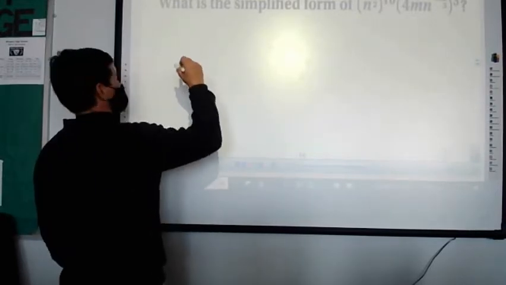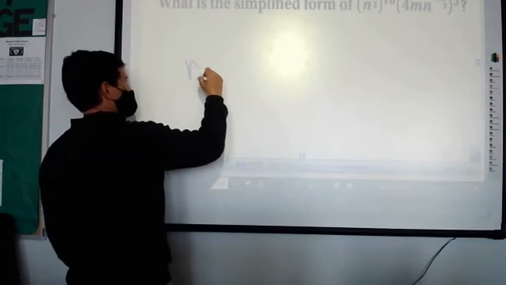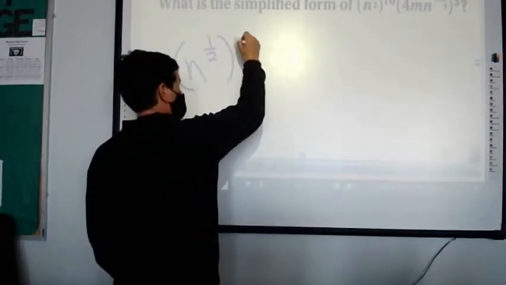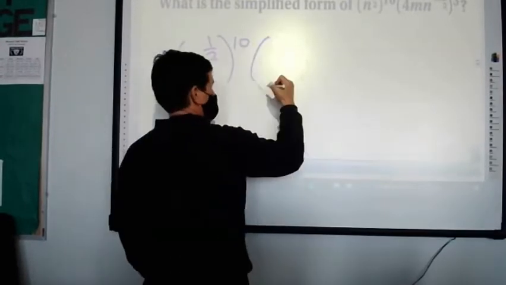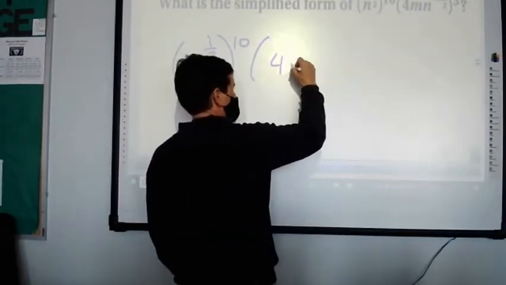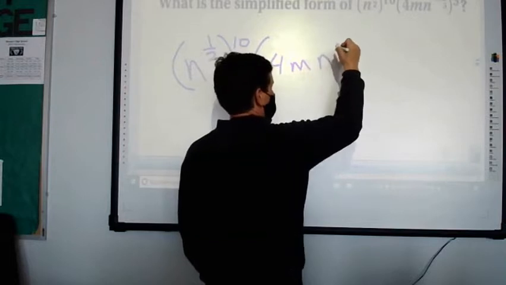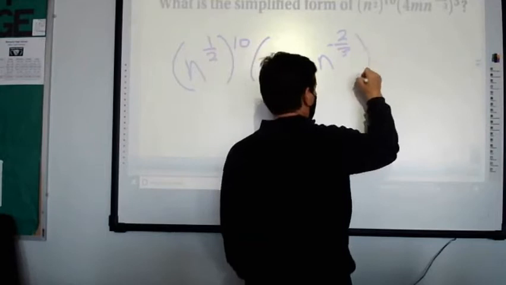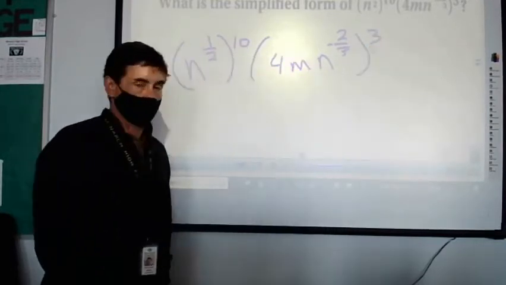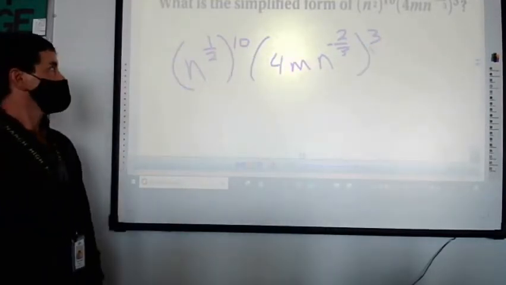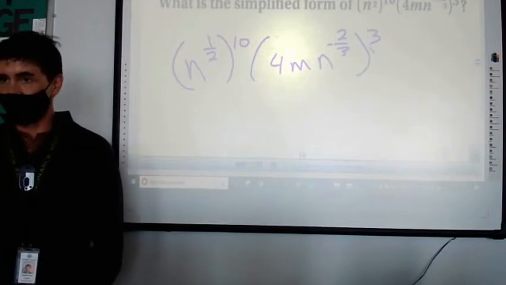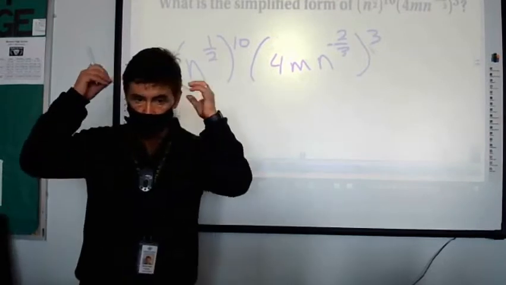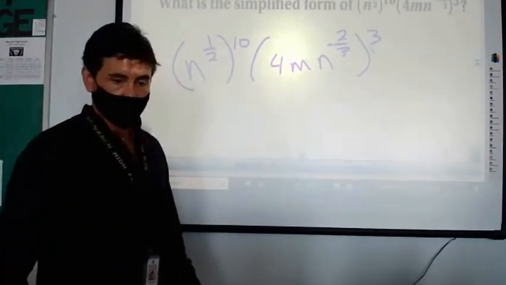So I'm gonna write this one bigger. So we have n to the 1/2 power raised to the 10th power times a quantity 4mn. The n is raised to the negative 2/3 power, and all of that is raised to the 3rd power. Again, this is only considered medium difficulty on these kinds of problems.